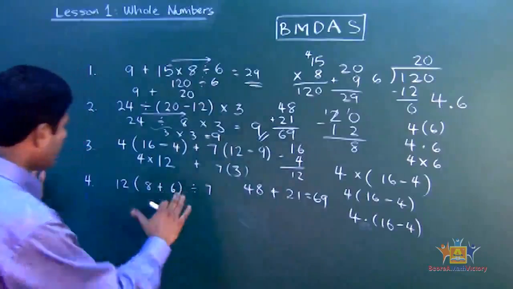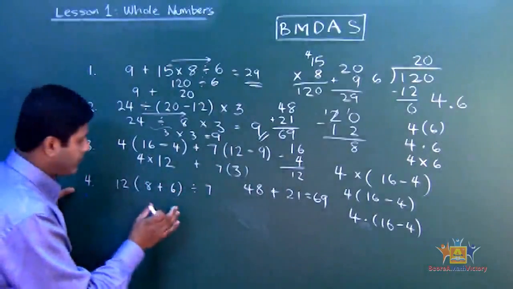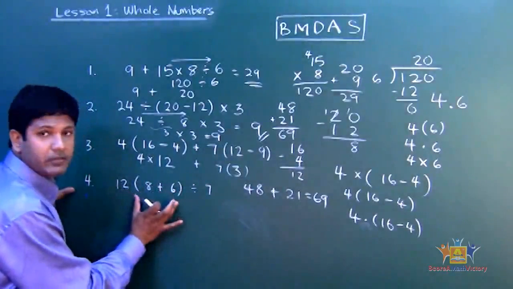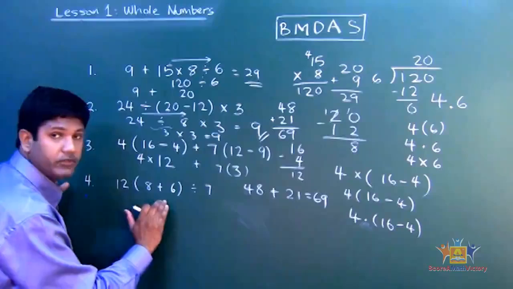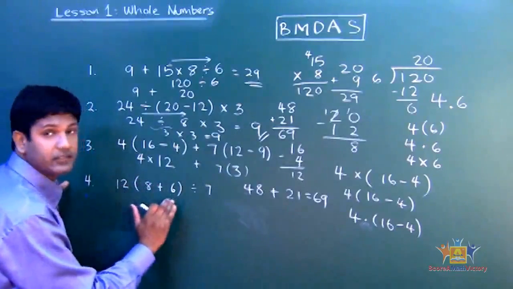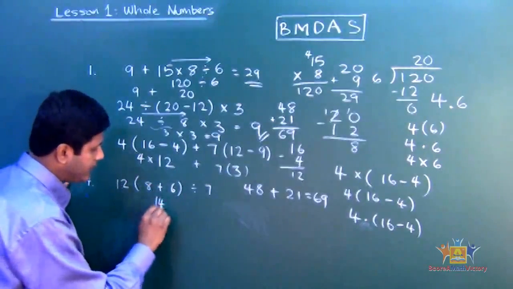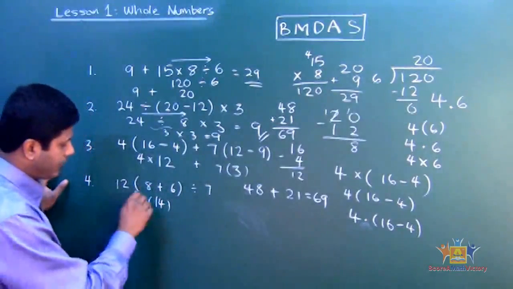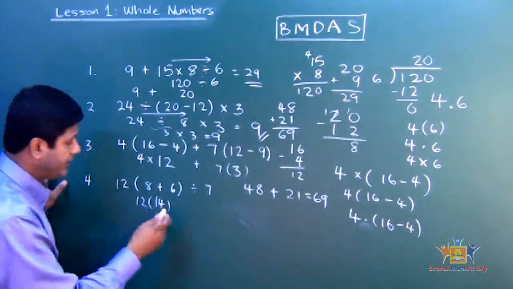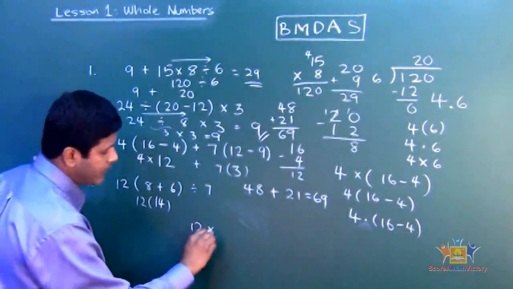Okay, let's do this one. Again, the same thing. The bracket plays the important role. The top priority is bracket. So you add them first. So 8 plus 6 is 14. So 14 times 12. You can leave it like this, or if you don't want to put the bracket, then you can just write down 12 times 14.